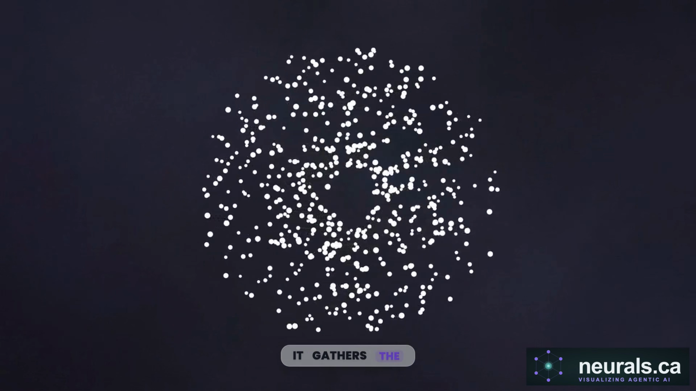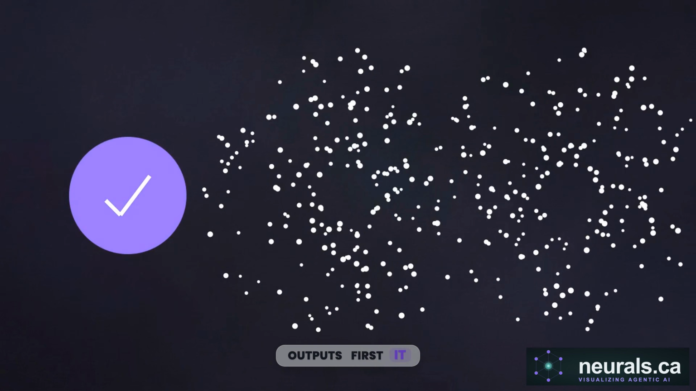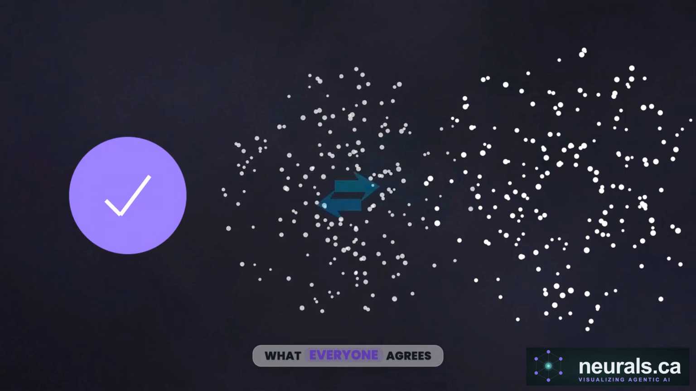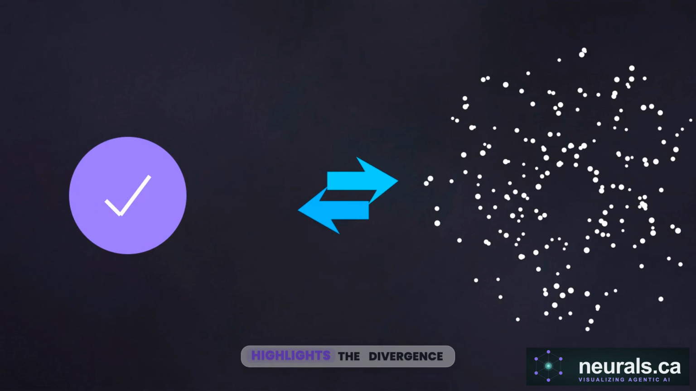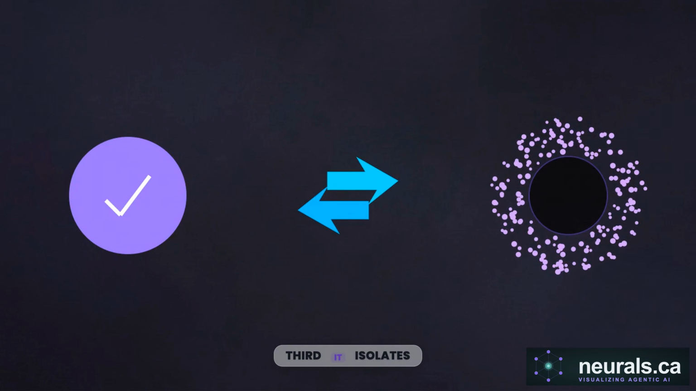Once it gathers the literature, the agent generates 3 specific outputs. First, it maps the consensus, what everyone agrees on. Second, it highlights the divergence, where studies contradict each other. And third, it isolates the open gap, where research is missing.